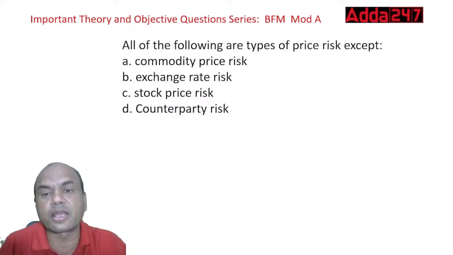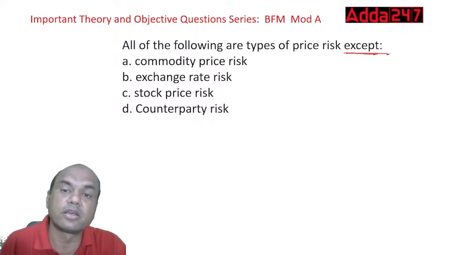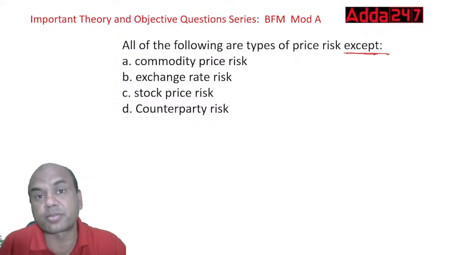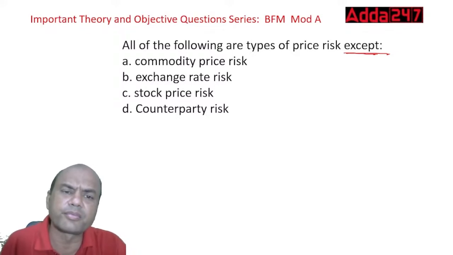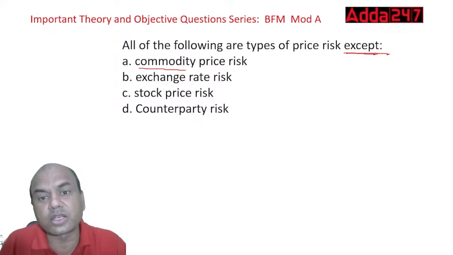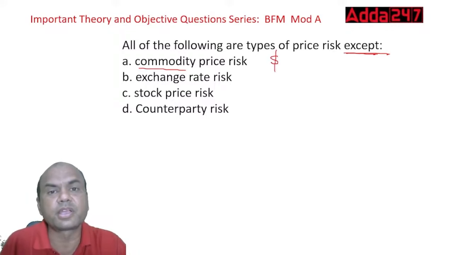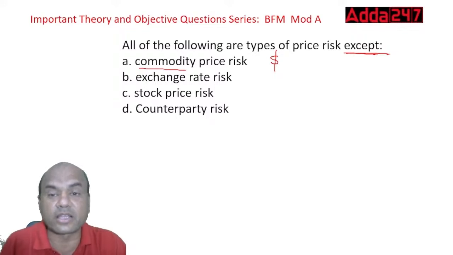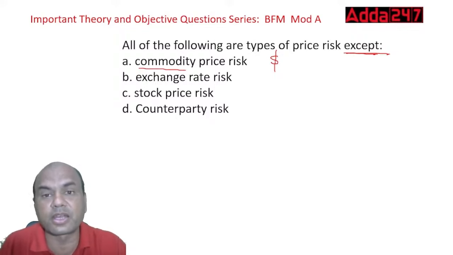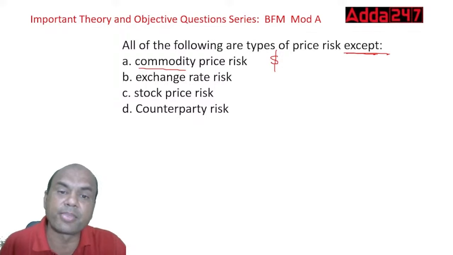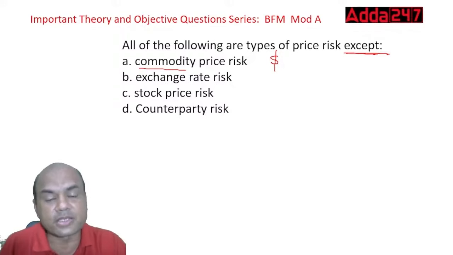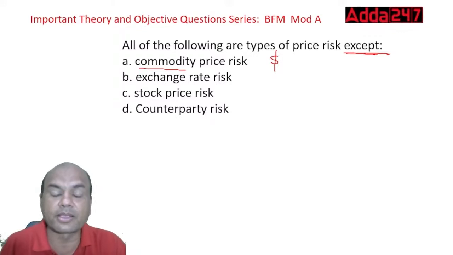All of the following are the types of price risk except, so which is not the type of price risk. All of them, let's see. Price risk means what? Commodity price risk, the price of any commodity. What is the commodity? Commodity is anything. Dollar is also a commodity. Currency is also a commodity. So commodity price risk. Exchange rate risk, that is also price risk, because if the dollar rate or the exchange rate changes, definitely the price will change. So this is also part of it. Stock price risk and counterparty risk.